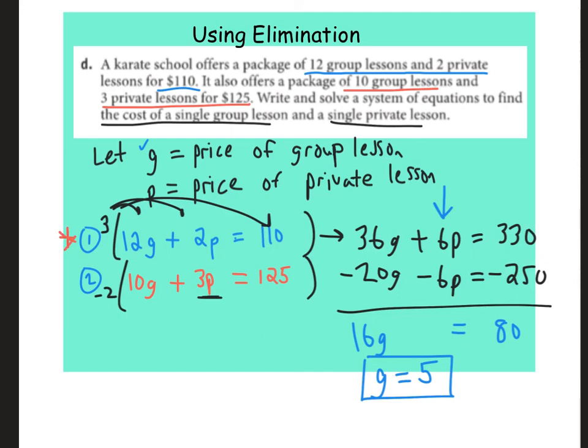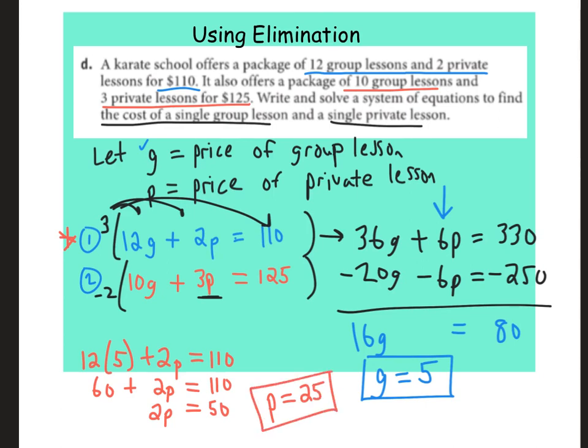Going into this one, it said that 12 times g, and we just found out g is 5, plus 2p needs to equal 110. We can solve that now for p. 12 times 5 is 60. 60 plus 2p equals 110. I will subtract 60 on both sides, so 2p is going to equal 50. And dividing by 2, p ends up equaling 25. So we found p. We had found g earlier. We have solved the system. We cracked the code, right? Feels good, huh? Kind of like solving a mystery.